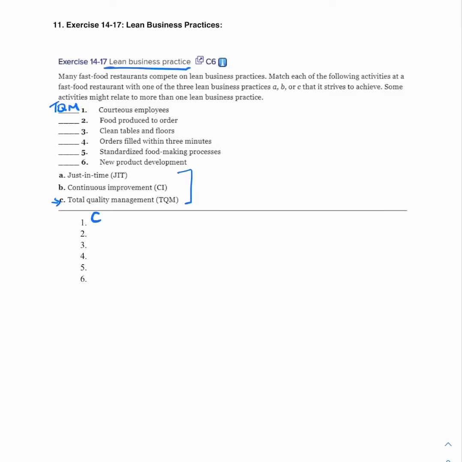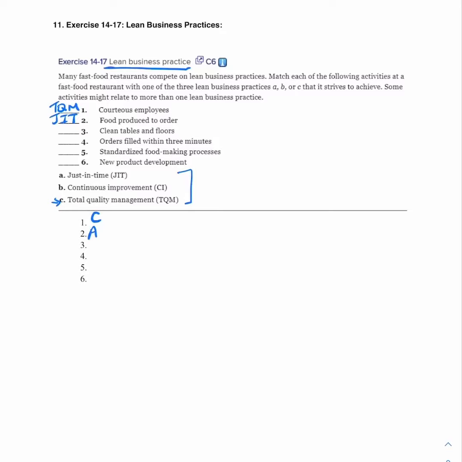Next, food produced to order. So we're not going to produce the food until you order the food. That is what we call just in time. So we're not going to try to build up a nice large inventory. We're just going to produce it when it is needed.